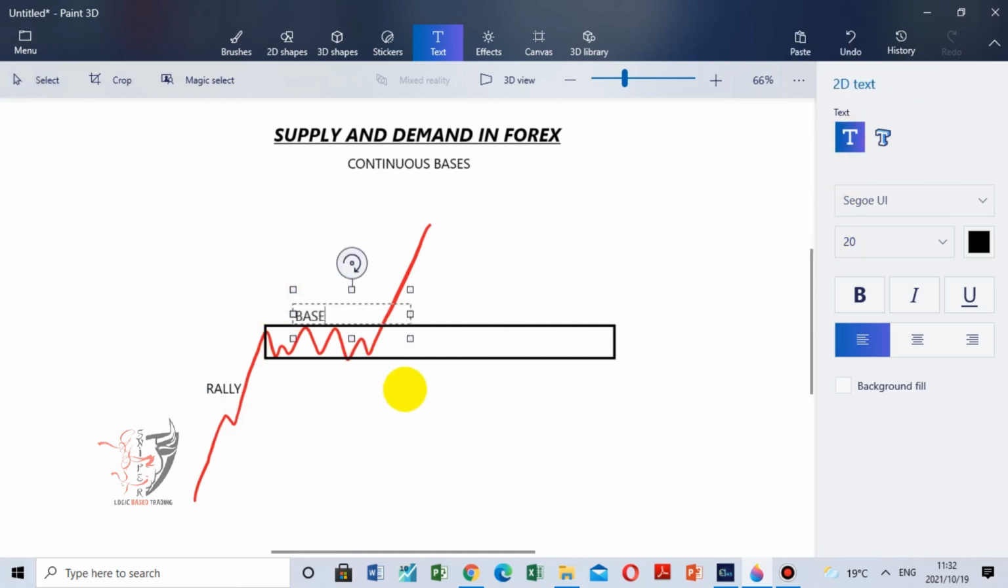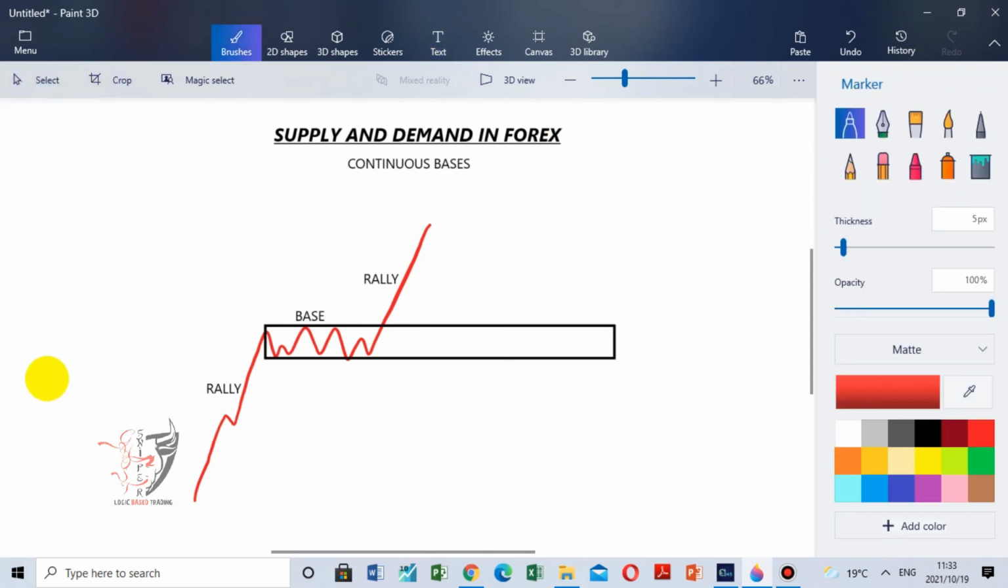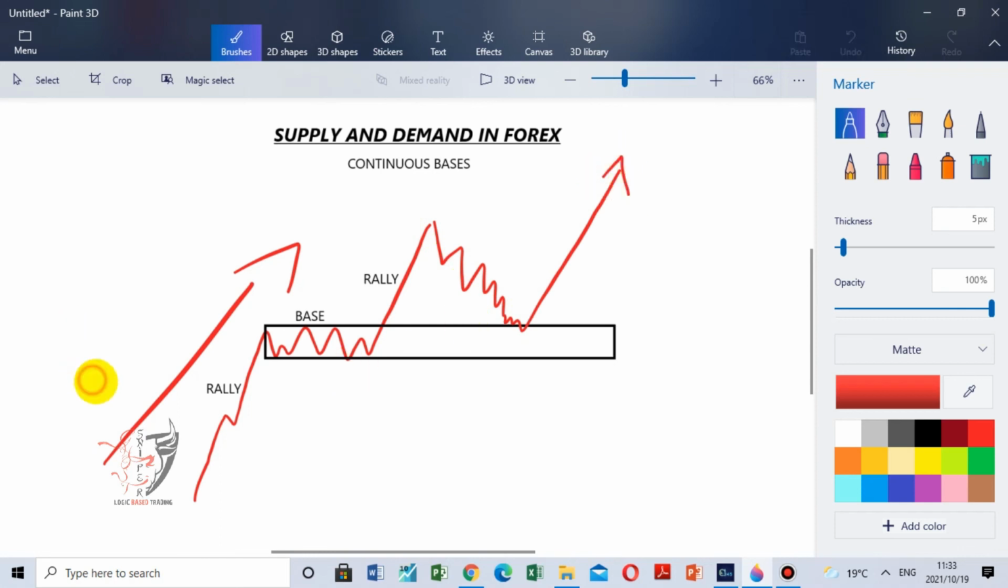This will be your rally base rally because the initial movement was in a rally phase. The initial movement was in a rally phase. So how are you going to be trading this? You're going to wait for price to come to the imbalance area to mitigate, and then price will continue going up with the initial movement.